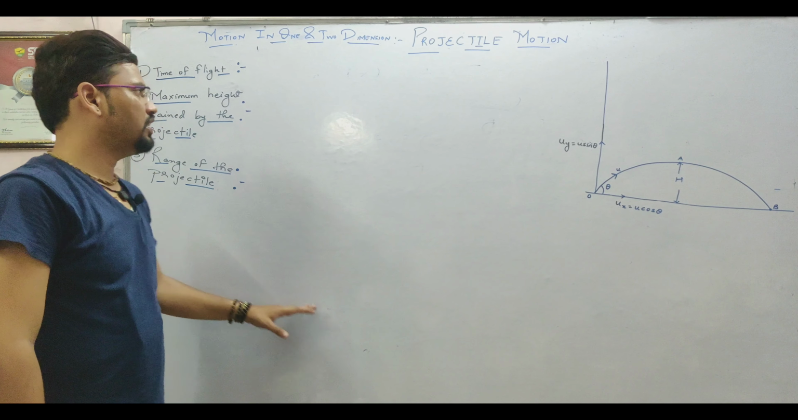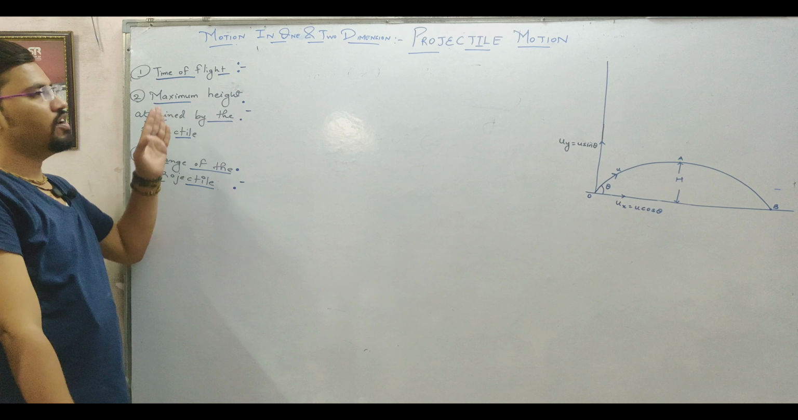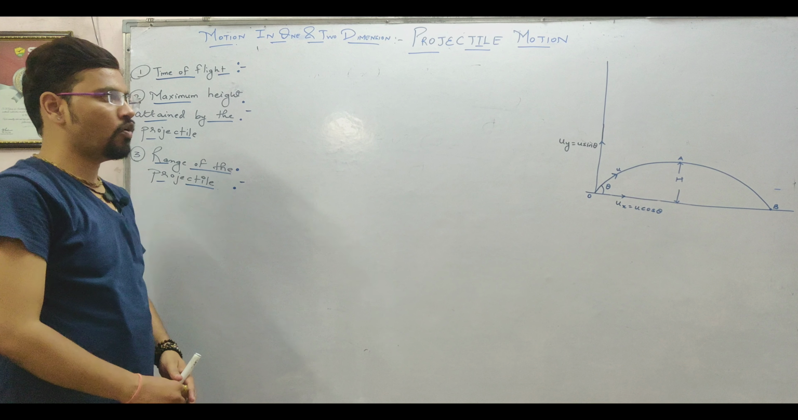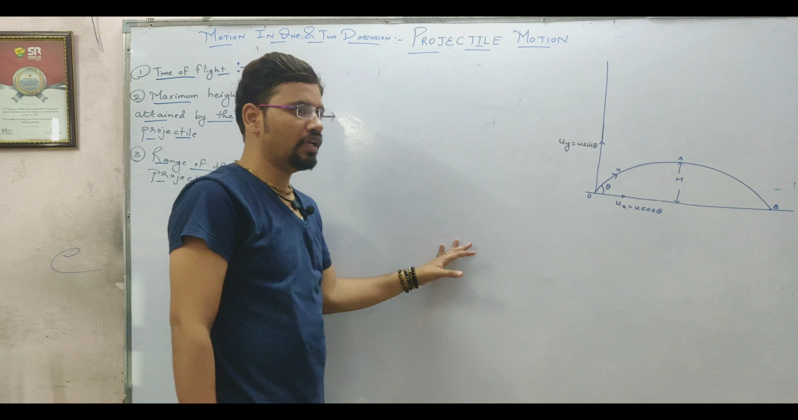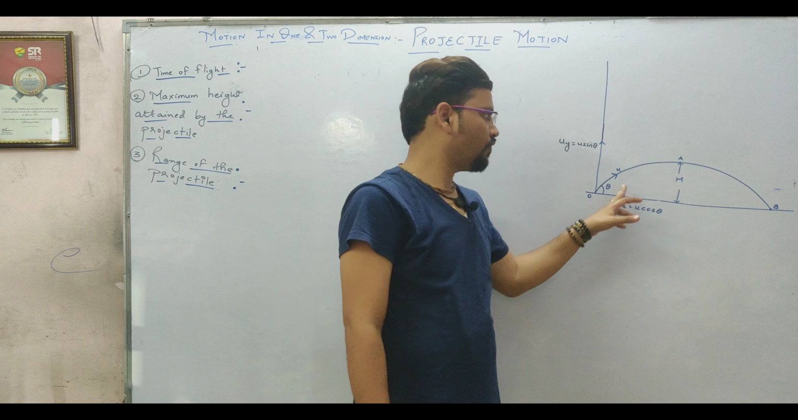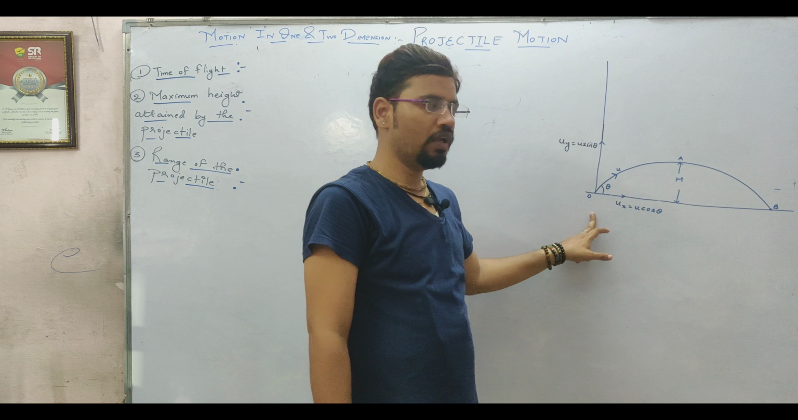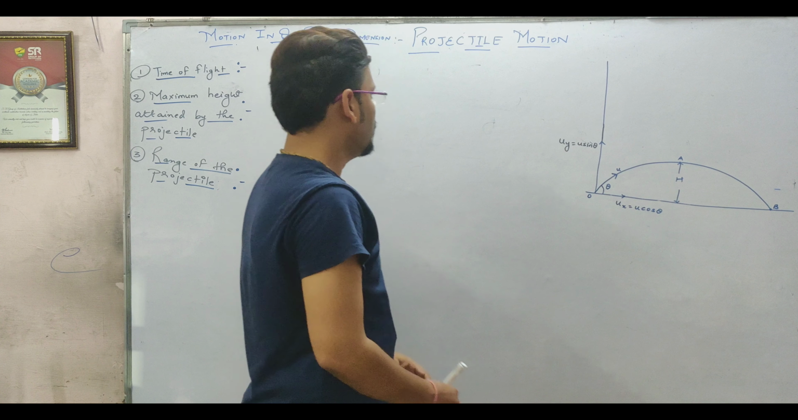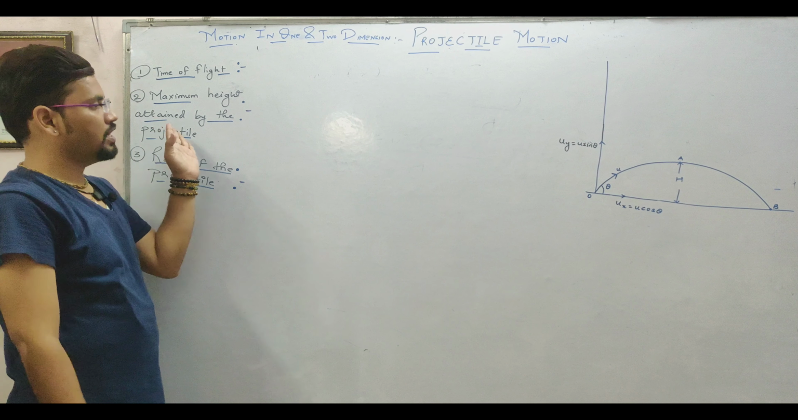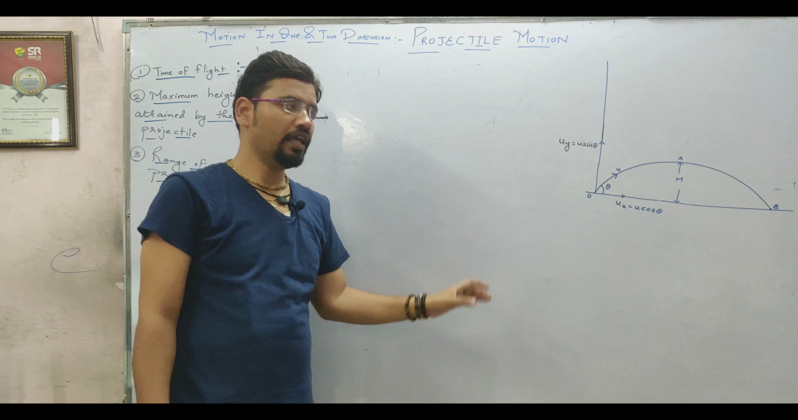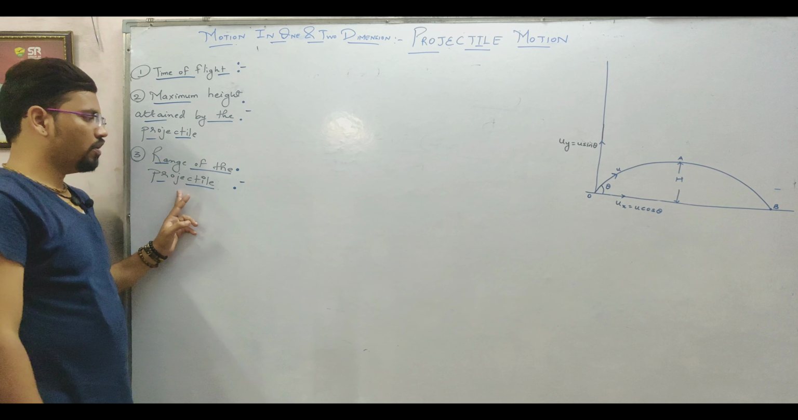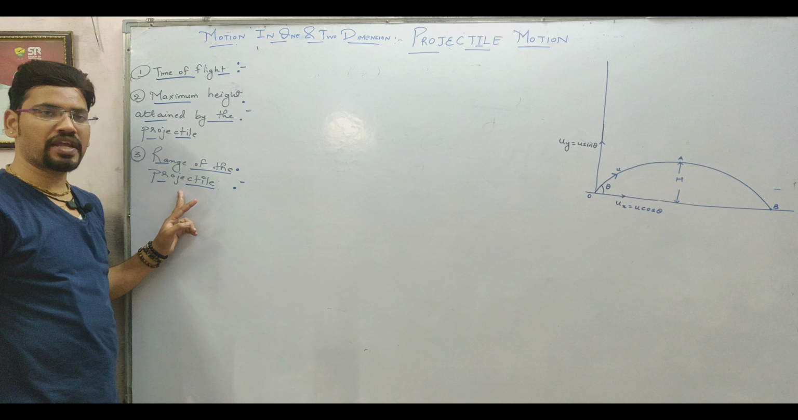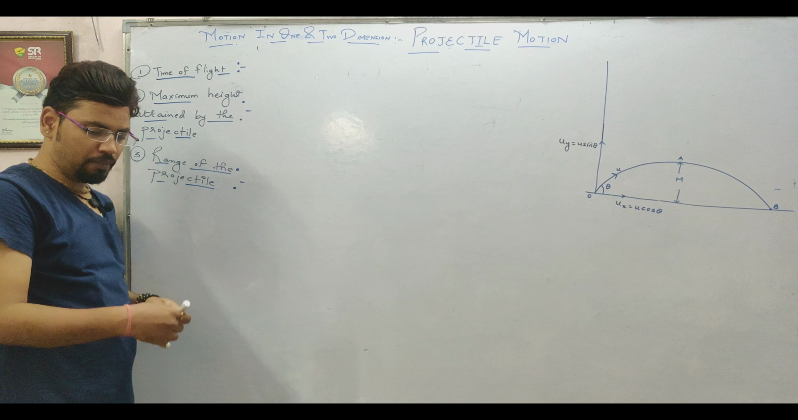We need to find out three expressions in this. First of all, the time of flight. Time of flight is the total time for which the projectile remains in motion. That is, time taken to reach the maximum height A from O and then return to point B from maximum height. Then the second expression will be the maximum height attained by the projectile, and the third derivation will be on the range of the projectile, which is the horizontal distance covered by the projectile during its entire motion.